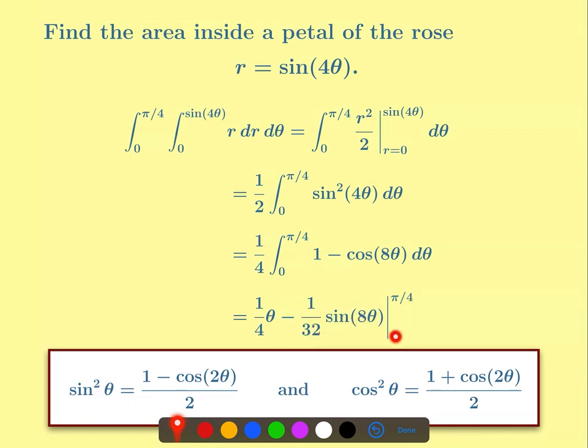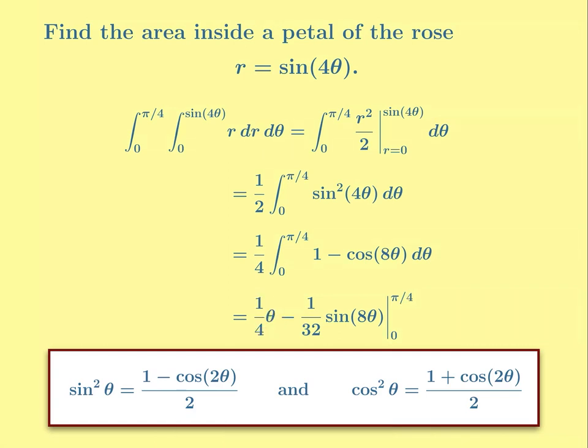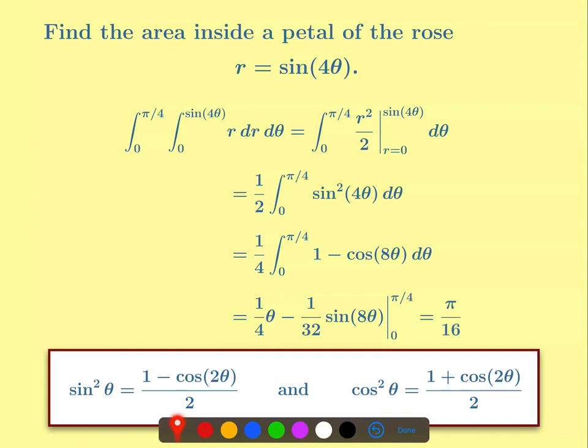So I want to evaluate that from theta equals 0 to theta equals pi/4. At pi/4, we're going to have 0 because 8 theta at pi/4 will be 2 pi, and sine of 2 pi is 0. So this is just going to be 0. And at 0, we have 0. So this part doesn't even come into play. But here we're going to have pi/4 minus 0 when I evaluate it from 0 to pi/4. So it's going to have pi/4 times 1/4, or pi/16. So the answer to this example then is pi/16. That's the area of one petal of this rose.